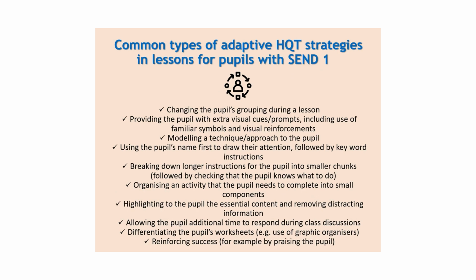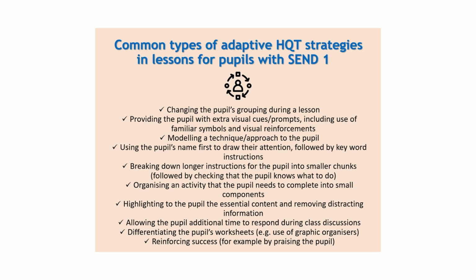Common types of adaptive, high-quality teaching strategies in lessons for pupils with SEND. 1. Changing the pupil's grouping during a lesson. Providing the pupil with extra visual cues and prompts, including use of familiar symbols and visual reinforcements. Modelling a technique or approach to the pupil. Using the pupil's name first to draw their attention, followed by keyword instructions. Breaking down longer instructions for the pupil into smaller chunks, followed by checking that the pupil knows what to do.